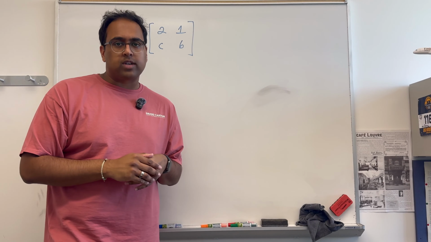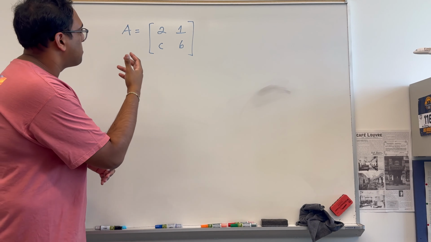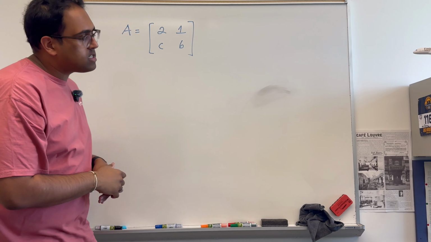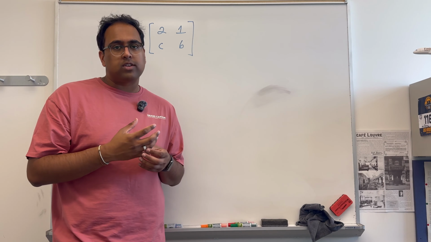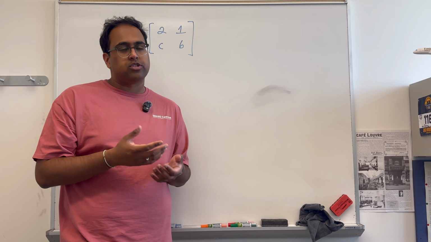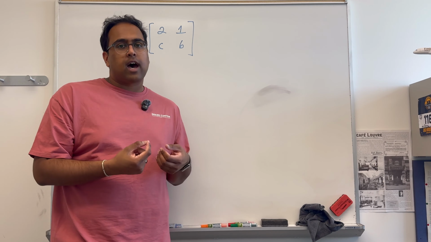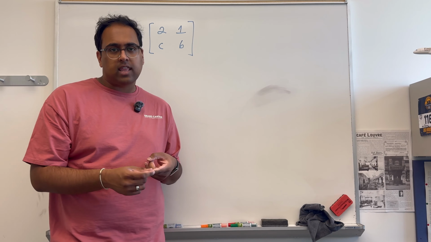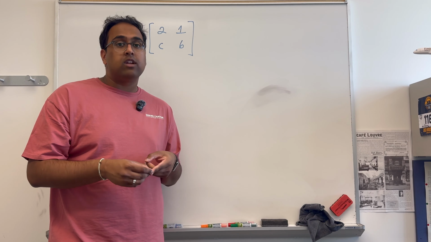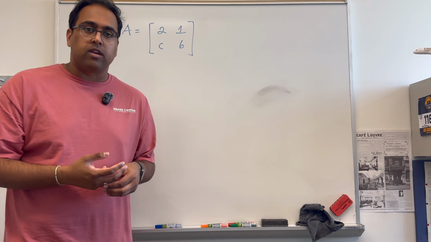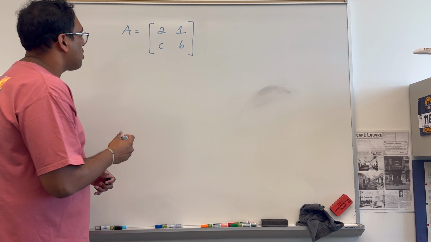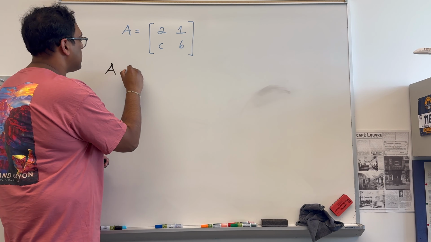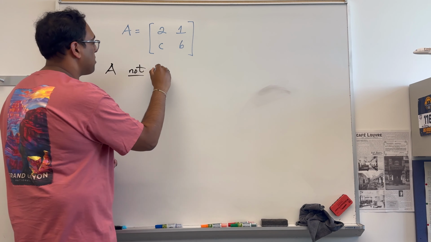All right, in this question, we are given a matrix A with components 2, 1, C, and 6, where C is some unknown real number. And in each part of the question, we are told some fact that is true about A, and our job is to figure out the value of C that makes that fact true, and also the corresponding eigenvalues of the matrix. Okay, so in part A, we're told that A is not invertible.